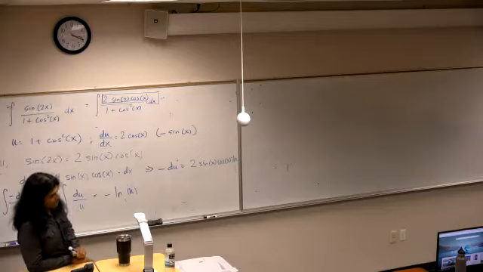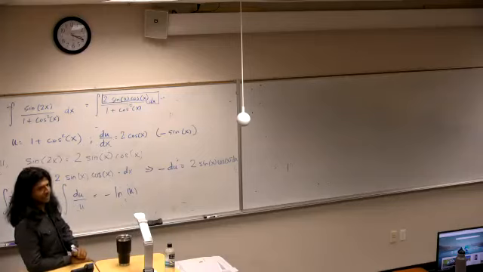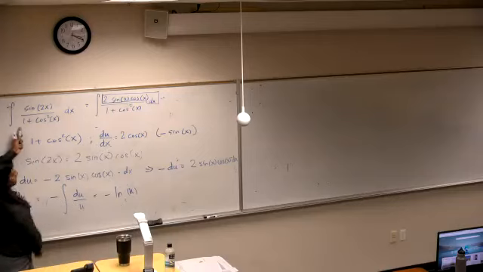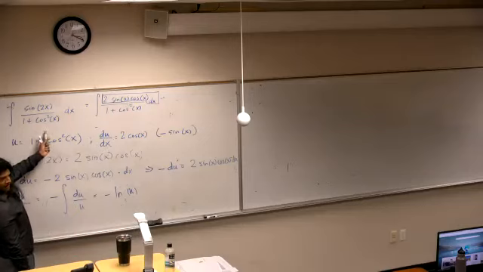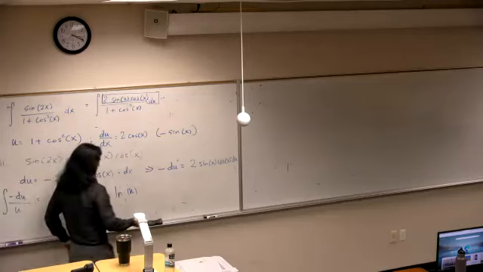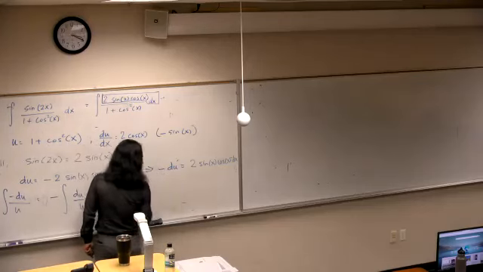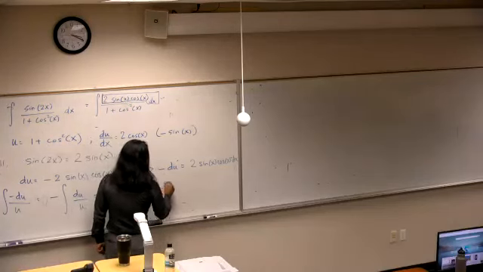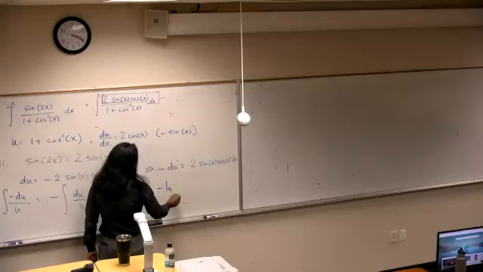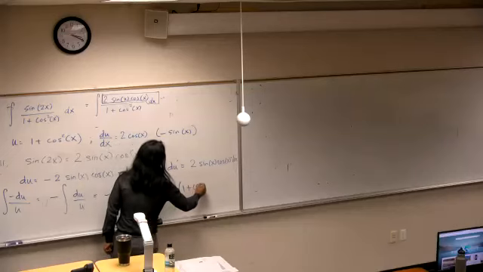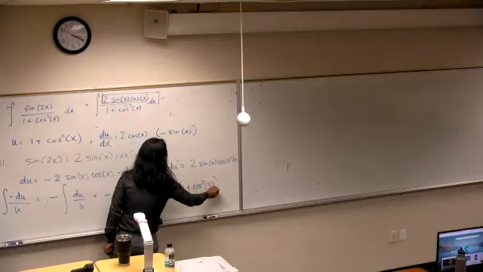Forgot your name. What's your name? Sam. Sam says u cannot be negative. Why can u not be negative? Because if you square the cosine, it's going to be positive no matter what. 1 is a positive number. Cosine squared, positive number. So the result is a positive number, so it doesn't matter whether you put an absolute value or not. So minus ln, 1 plus cosine squared x.